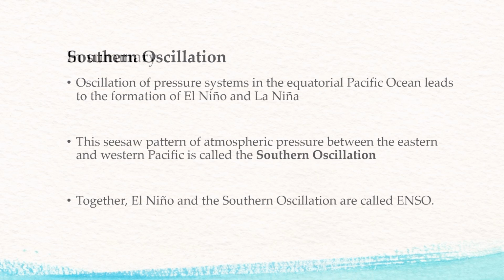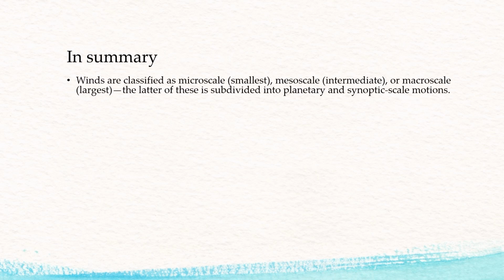And that's it for our lecture for today. In summary, winds are classified as microscale, the smallest, mesoscale, the intermediate, and macroscale, the largest. This macroscale is subdivided into planetary and synoptic scale motions. So this is one of the first ideas that we have seen today.